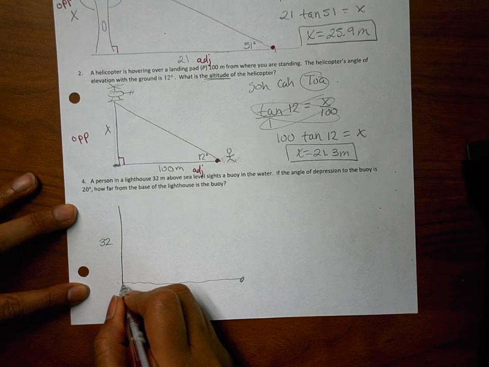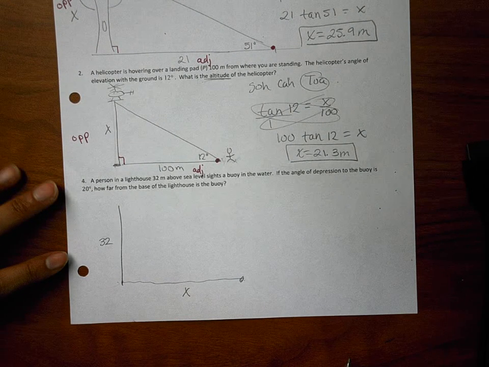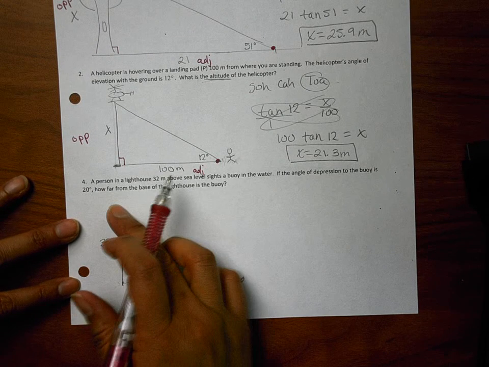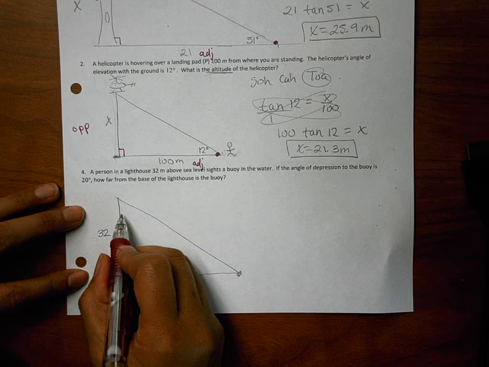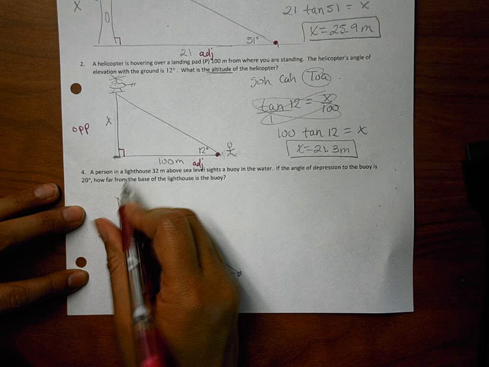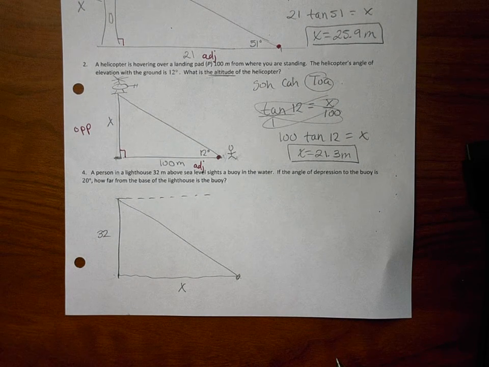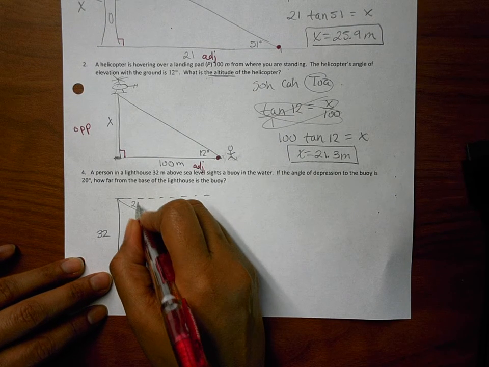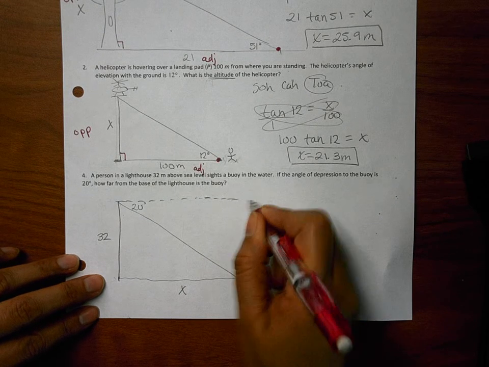If the angle of depression to the buoy is 20 degrees, how far from the base of the lighthouse is the buoy? Here's the base of the lighthouse. There's the buoy. That's the X we're looking for. Angle of depression is when somebody is looking down. So it's not from the buoy looking up. It's from the top of the lighthouse looking down. And the biggest mistake kids make is they put the angle inside here. That's not the case. Remember, it's always the upside down triangle when you're dealing with angle of depression. What is the angle? 20 degrees. So 20 degrees goes out here.